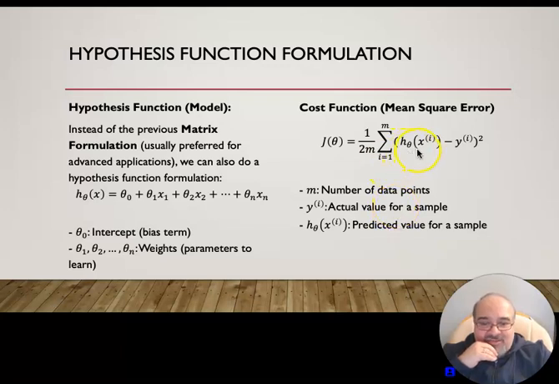The h theta xi in this case is the predicted value for the ith data point, and the yi is the true target value for that ith data point that we have. So the cost function quantifies the error between the predictions and the true values. And our goal, just like previously in the other formulation, is to minimize this cost function by finding the optimal parameters, the theta in this case.